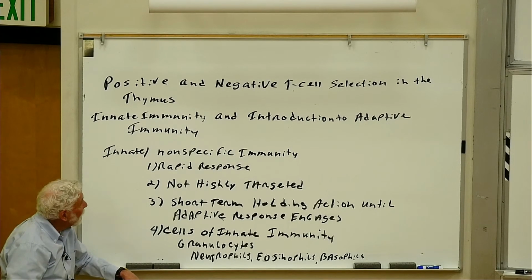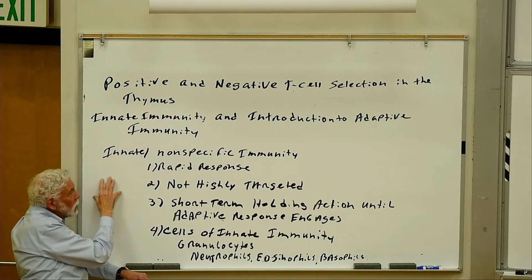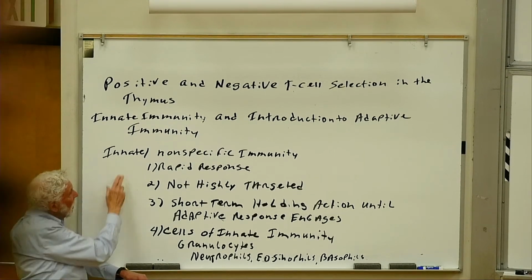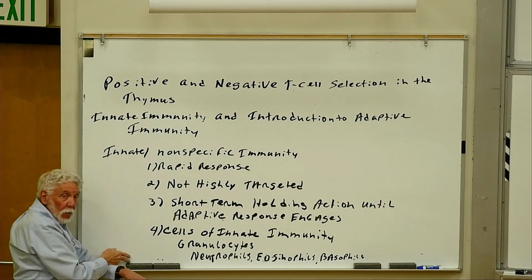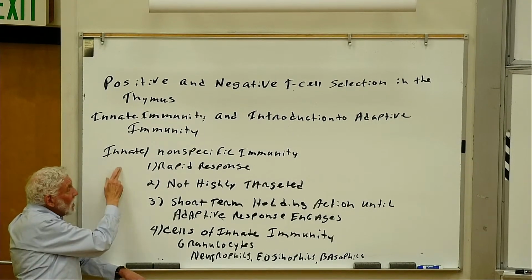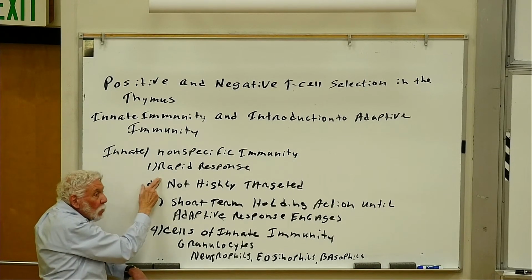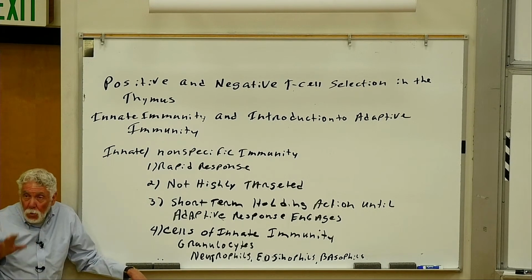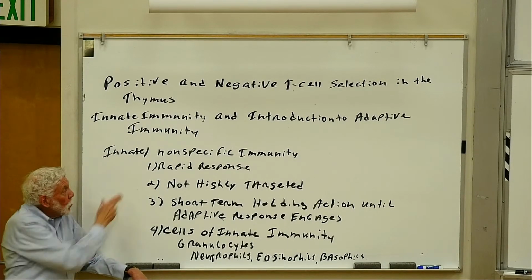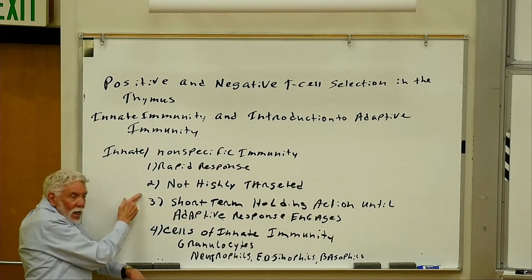Then we're going to see that when we think about the immune system, we can divide it into these two great categories: an innate or nonspecific immune system and an adaptive or specific immune system. When we think about the innate or nonspecific immune system, we're really talking about a very rapid response. This is the first line of defense against potential pathogens. This response comes up in a matter of hours. It's very quick. But it's not highly targeted.